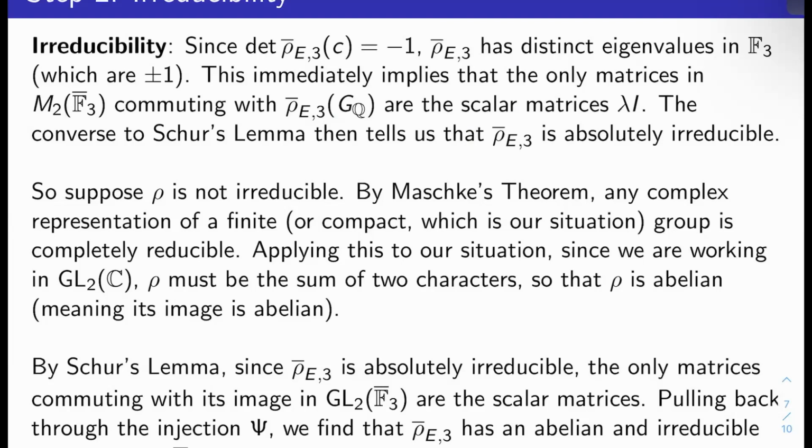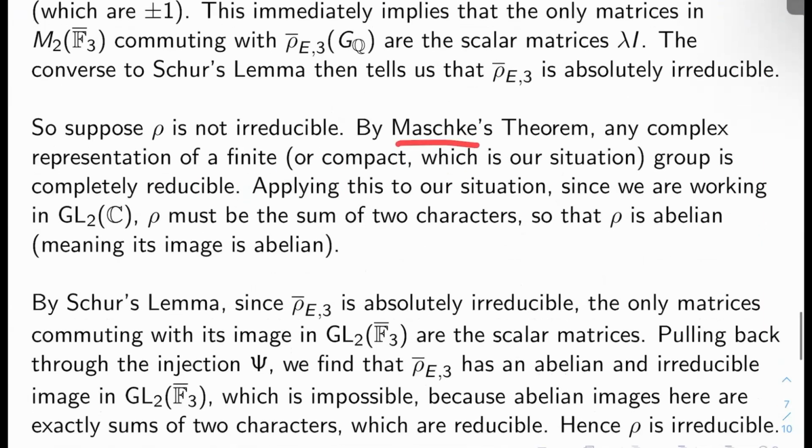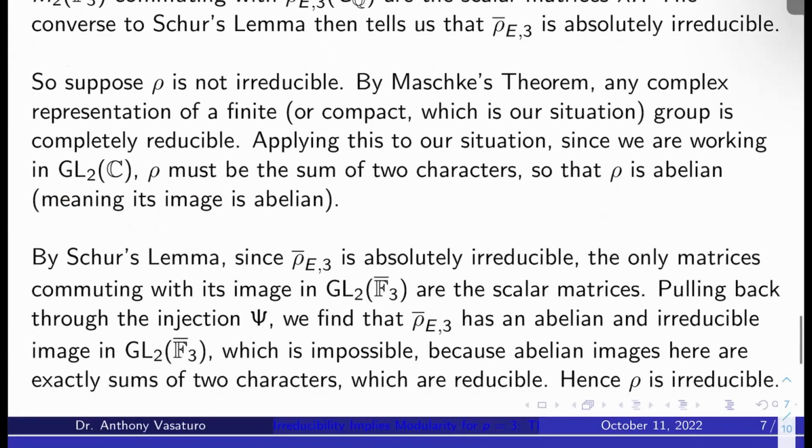Okay, but that's not what I want. What I actually want is that rho itself is irreducible. So I'll suppose rho isn't irreducible. By Maschke's theorem, any complex representation of a finite or a compact group, which is our situation, since our representation is on G_Q, which is compact, is completely reducible. So I'm going to apply that to my situation.